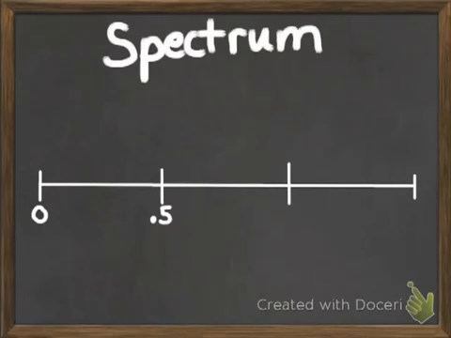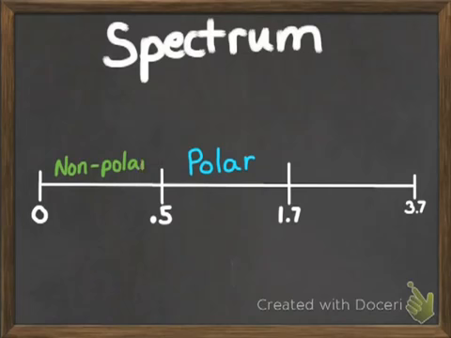When we look at the polarity of bonds, we usually use a scale, kind of a spectrum, that looks like this. If you're looking at two atoms, and the difference between them in electronegativity is between 0 and 0.5, we would consider that bond to be nonpolar. If it's between 0.5 and 1.7, we would consider it to be polar, and if that difference is between 1.7 and 3.7, then we consider that bond to be ionic. And we can find the electronegativities of each atom on the back of your periodic table.